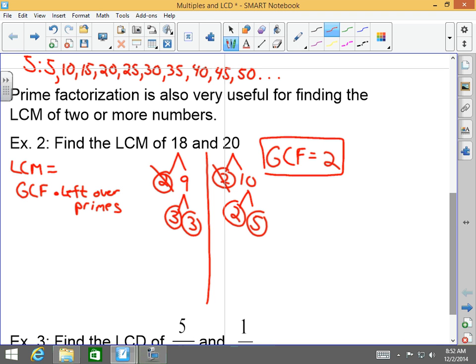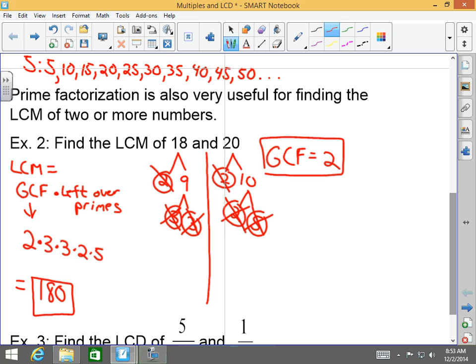And what is the LCM? The LCM is the GCF, which is 2, times the leftover primes. What are the leftover primes here? A 3 times another 3 times a 2 times a 5. So 2 times 5 is 10. 10 times 9 is 90 times 2 equals 180. And that is the LCM.